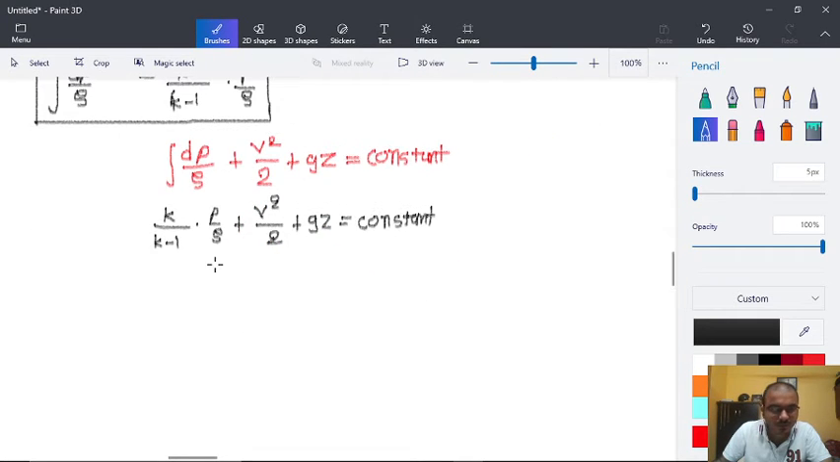So here we will divide the entire equation by g. g means gravitational acceleration. k upon k minus 1, p by rho g plus v square upon 2g plus z is equal to constant.